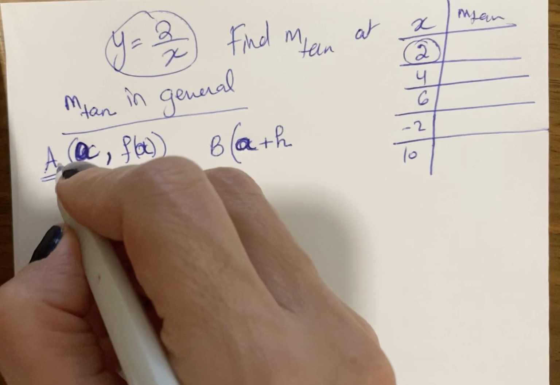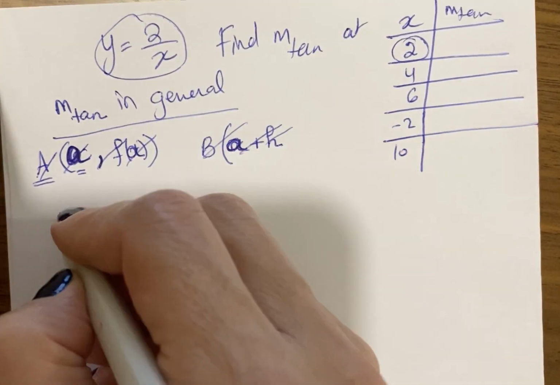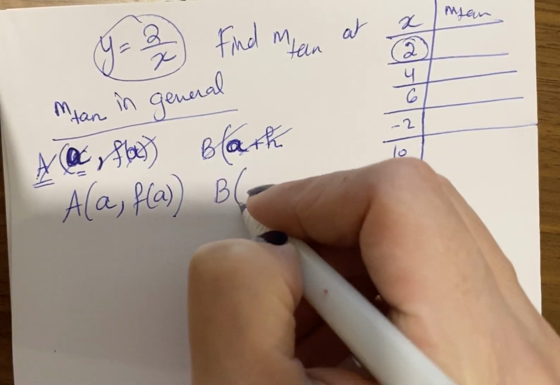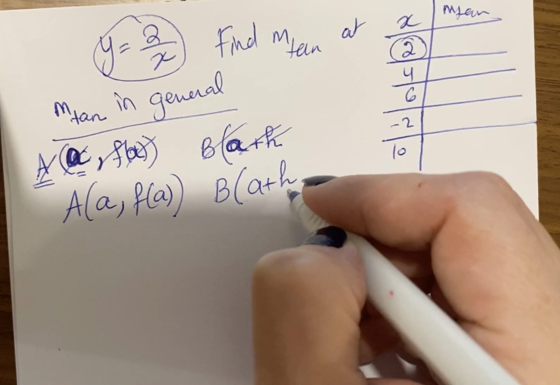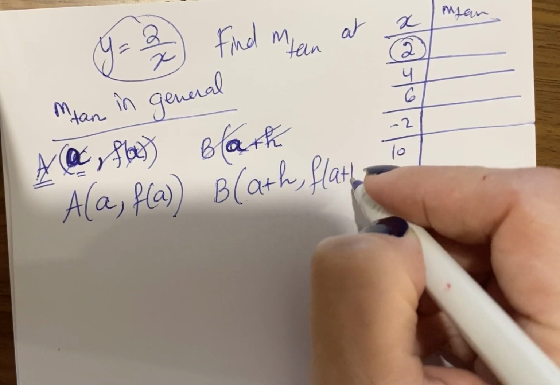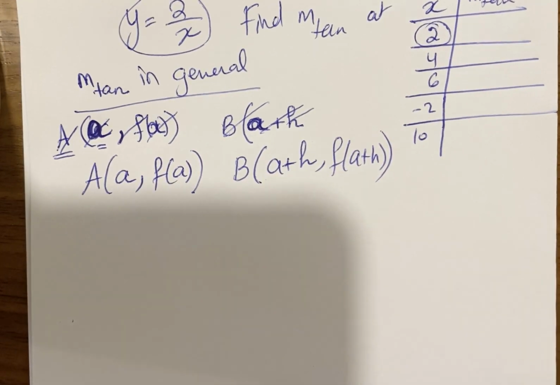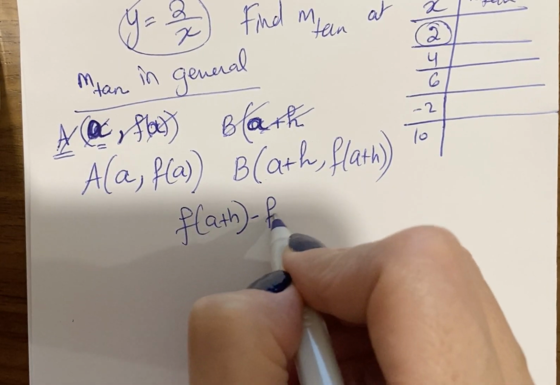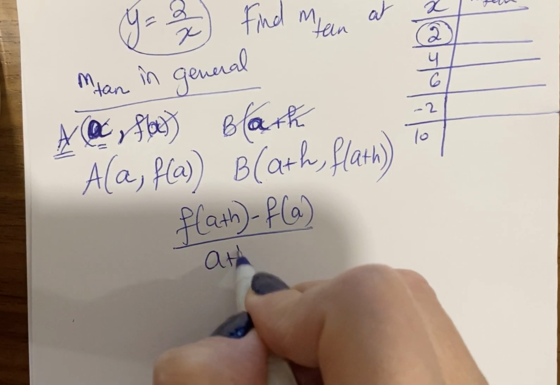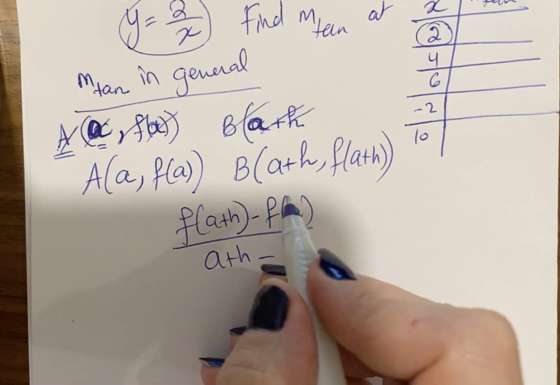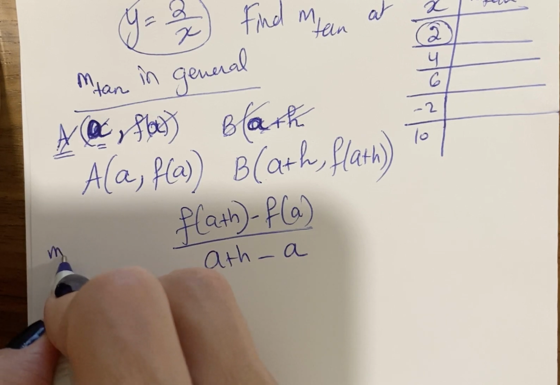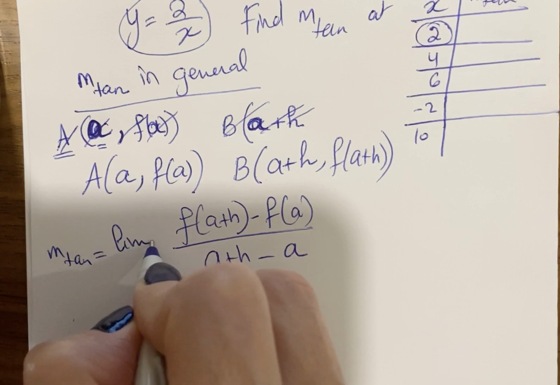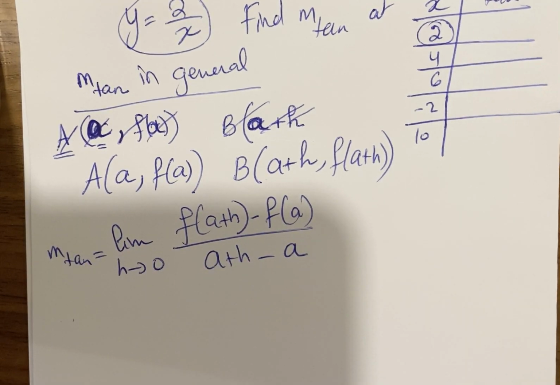Then A will be a, f of a. B, I choose it so that it's close to A. Then what is the y value? f of a plus h. What's the slope of the secant? y2 minus y1 over x2 minus x1. This is the slope of the secant. I want the slope of the tangent. What is the slope of the tangent in relation to this slope? It is the limit of this slope as h approaches 0.